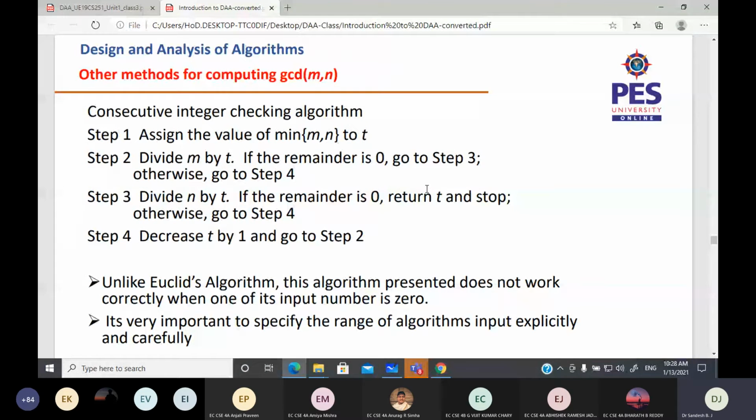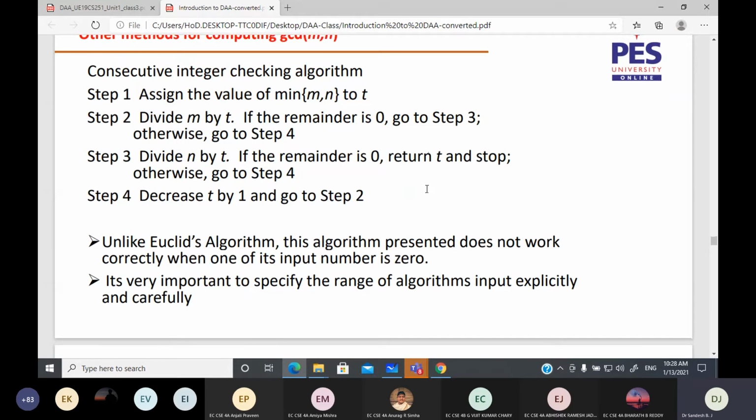How can you check that Euclid's algorithm is correct or not? We would have seen there that the second number is decreasing every time in every loop, right? Once it becomes 0, it does not become negative. So that is how we have checked the algorithm. Here, if you take the minimum number and you decrement, you divide by 0, it does not work. So the range of inputs for any algorithm needs to be specified carefully. So this is the second algorithm.